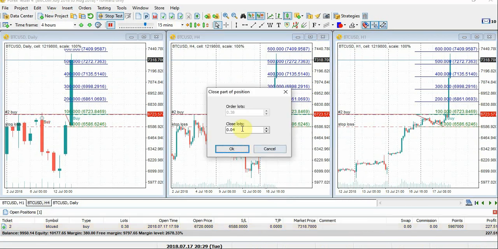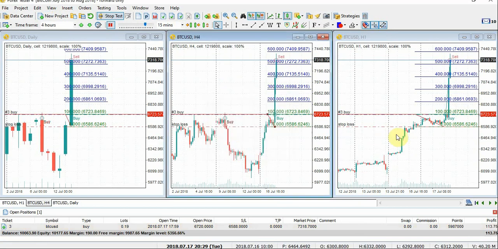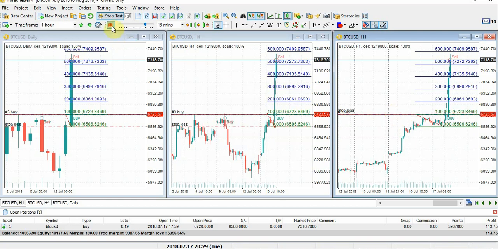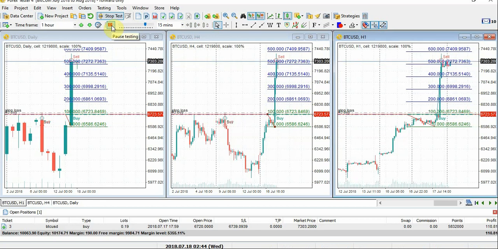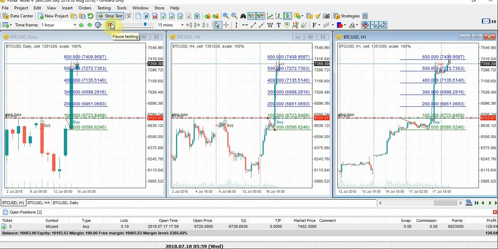Okay, close part, 0.19. I'm going to also trail a stop because you don't want to give back anything after a move like that. Now let's see, we're just going to trail the stop on this move, trying not to give back too much.